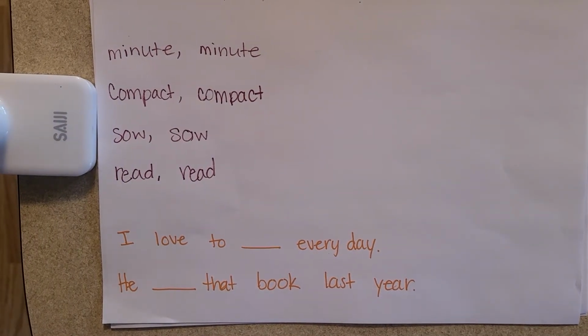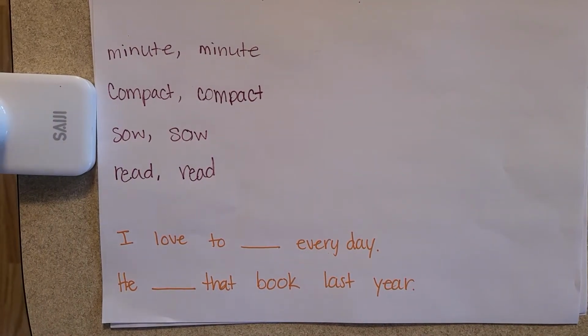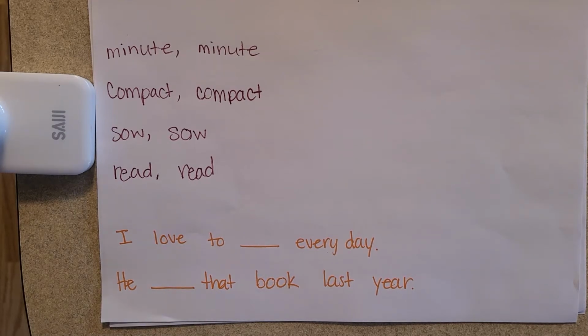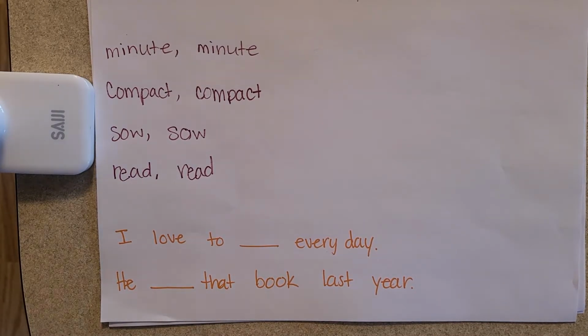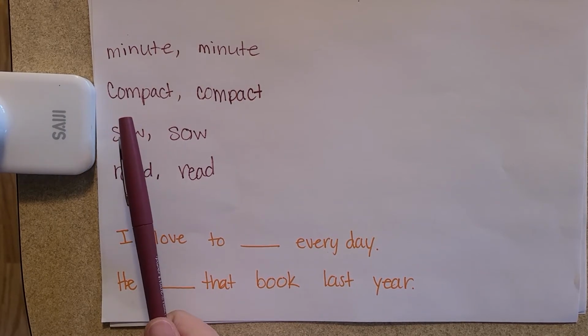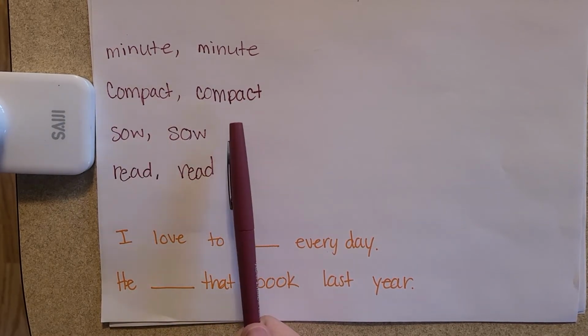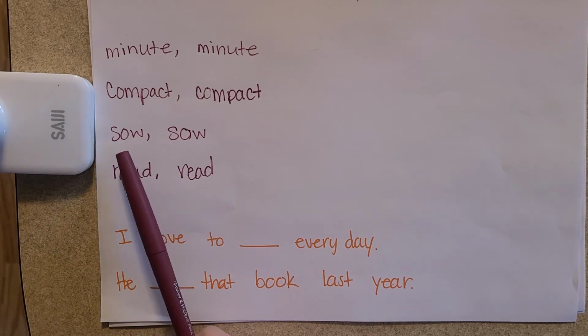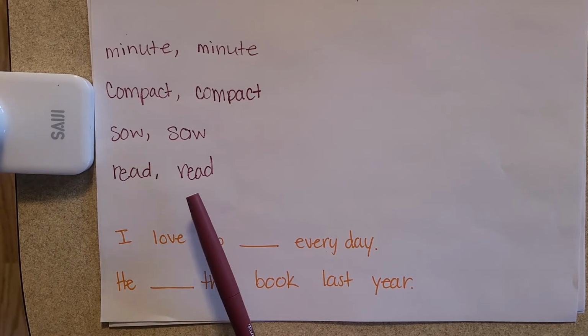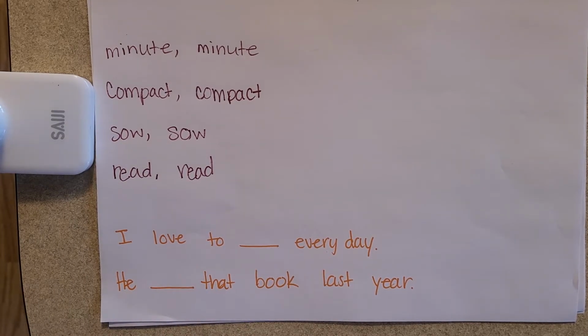So today you might notice I have another list of words for us to talk about, and we'll go through that. And I want you to notice what's similar about these words and what might be different, okay? So here I have minute and minute, compact, compact, sow, sow, read, read. So some of you are probably thinking, Mrs. Figgy, all those words are the same. They are spelled exactly the same.